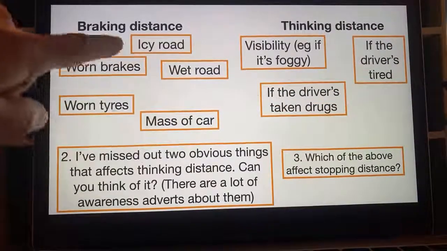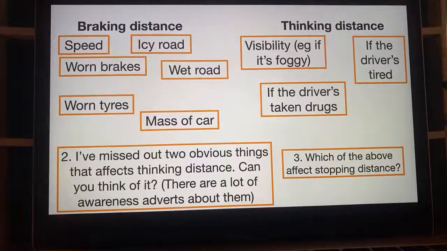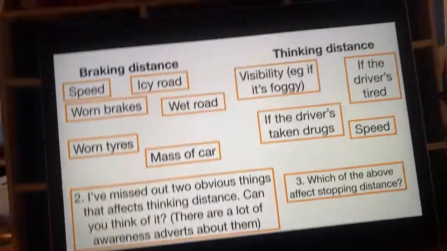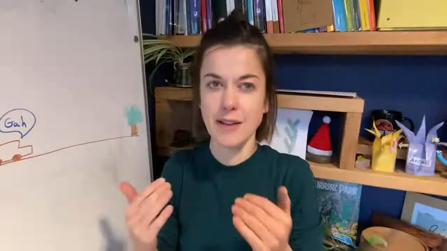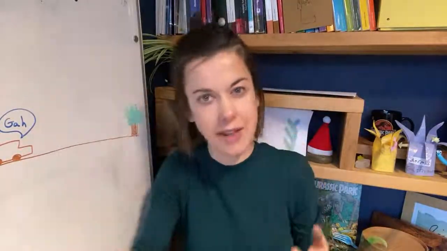And the mass of the car, we've already talked about. It's the same as speed, isn't it? It gives the car more momentum, so it would make the braking distance longer. The two, I shouldn't have said obvious really. Speed is the thing that affects both of them. So that might not be really obvious that speed affects thinking distance, but obviously, speed doesn't affect how long it takes you to think, if you know what I mean.